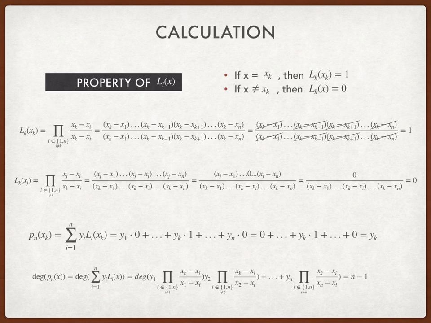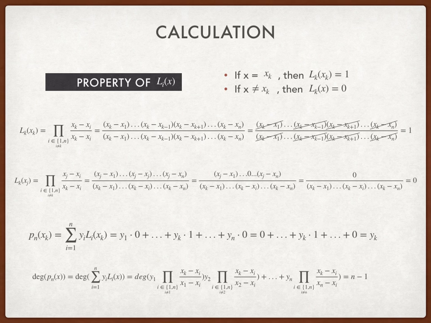There are some properties for Lk of x. When x is xk, Lk of xk is 1. On the other hand, if x is not xk, then Lk of x is 0. The detail is shown in the following. Lk becomes 1 when we plug in xk. 1 multiply yk is yk. Therefore, we can guarantee the approximate polynomial, Pn, will pass through approximate point xk, yk.